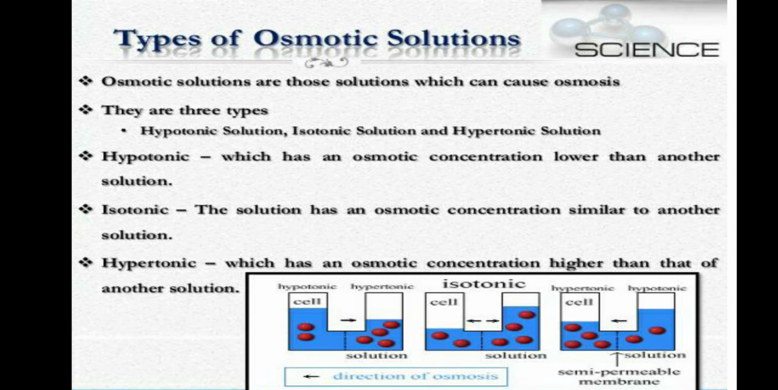So I repeat what happens. When a cell is put in hypotonic solution, it will swell up and become turgid. When a cell is placed in isotonic solution, it will remain the same, so the cell is known as a flaccid cell. When a cell is placed in hypertonic solution, it will shrink, it will lose water, exosmosis will take place, plasmolysis will occur, and the cell is known as plasmolysed.